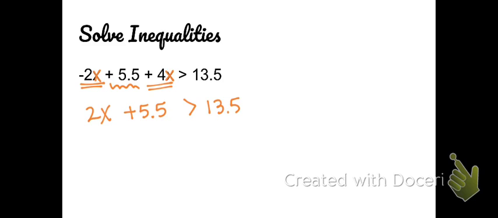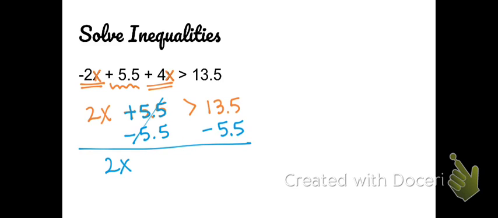Now we solve it. Same way, let's undo what's added or subtracted first. So I'm going to undo this adding by subtracting 5.5 from both sides. And here I have 8. Do I flip the sign for subtracting? No. I just noticed I lost my negative sign. Common mistake. Make sure you don't make that same mistake I did.